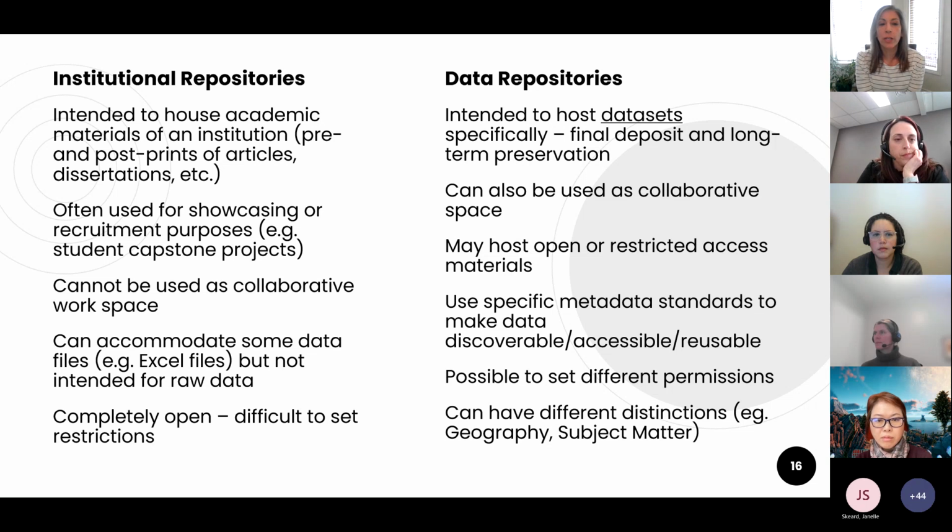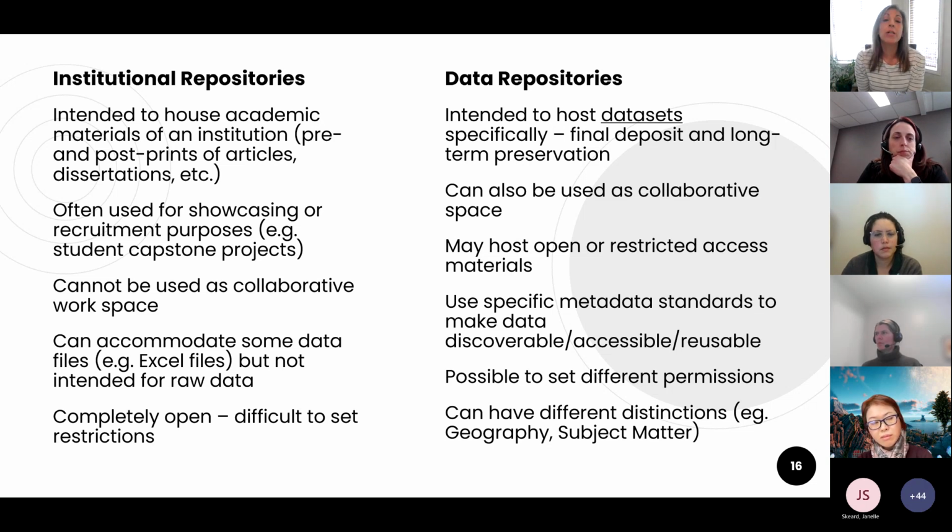They're usually not used as collaborative space for researchers. And while they can accommodate some data files, for instance, some Excel files, they really are not intended for raw data. And finally, institutional repositories are completely open, so it's difficult to set restrictions or parameters about what files can and cannot be accessed.